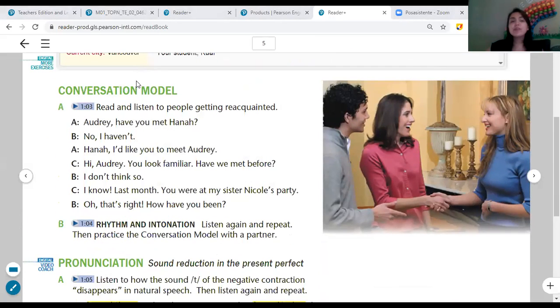Okay, so we're going to listen to this conversation about people getting reacquainted. Reacquainted means that they already know each other, but maybe it was a long time since they saw each other and they forgot. Read and listen to people getting reacquainted.